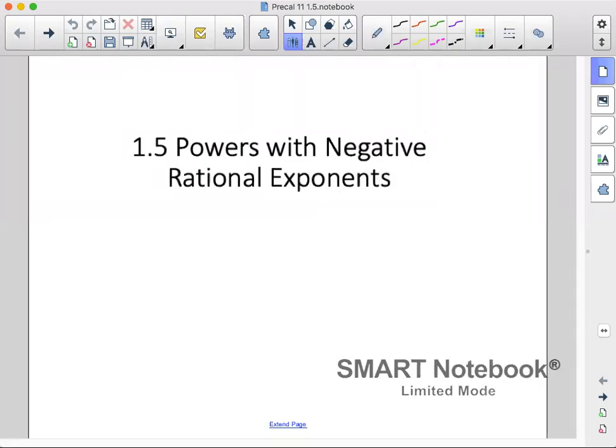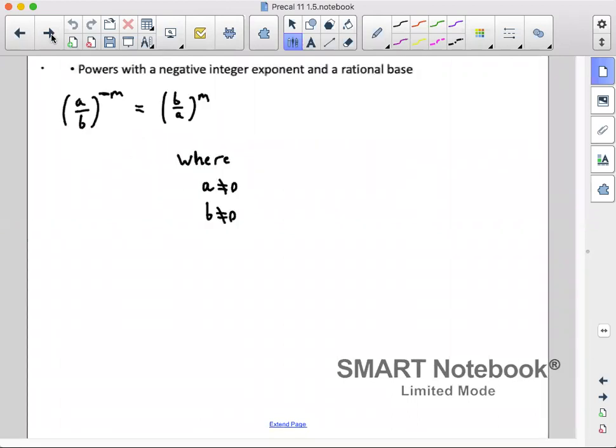Today we're going over section 1.5, which is powers with negative rational exponents. So powers with a negative integer exponent and a rational base. For example, if we have a over b to the power of negative m, that's the same as b over a to the power of m. So we just flip the numerator and denominator, and we change our sign from a negative to a positive. We also have restrictions that a cannot equal 0 and b cannot equal 0. That's because we cannot divide anything by 0.